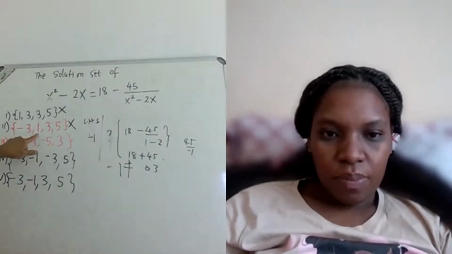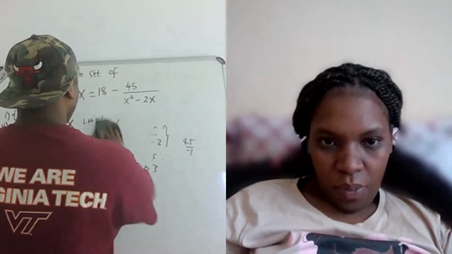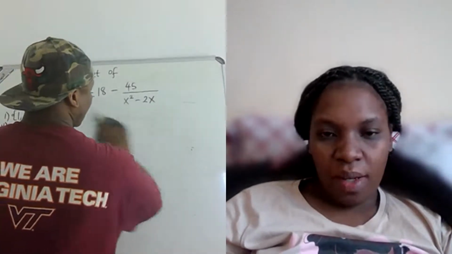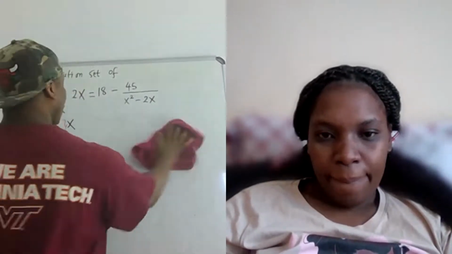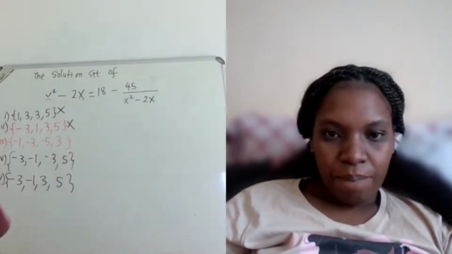Because there's a 1 here, so everything is not going to work. Now let's go for the third one. So we're going to try -1. Yes, we go for -1. Can you test -1, or should I tell?